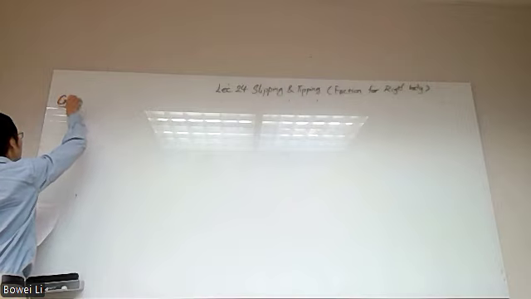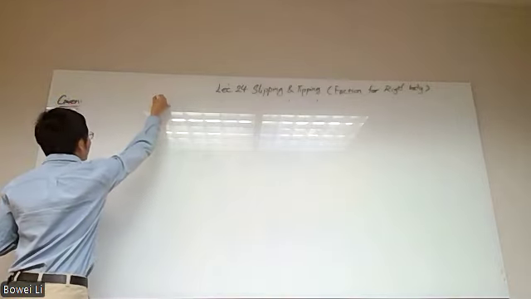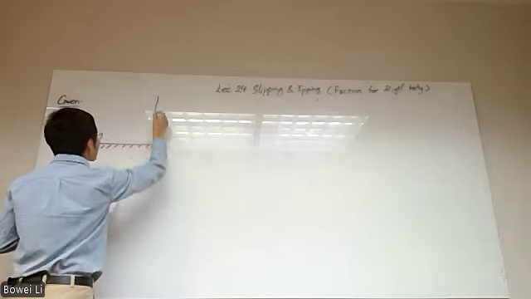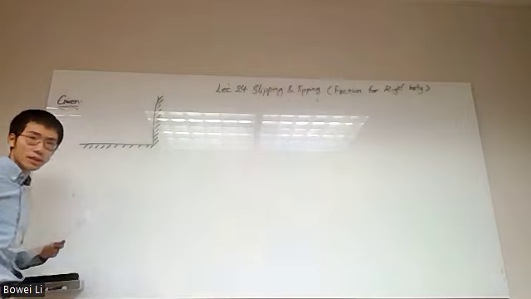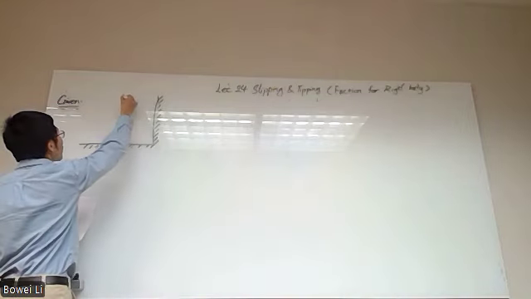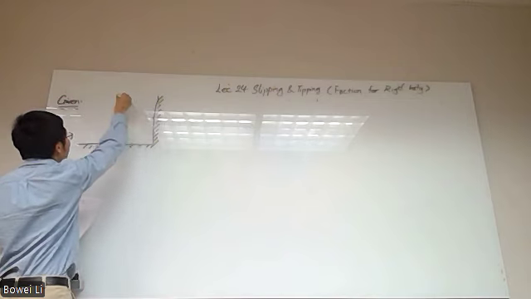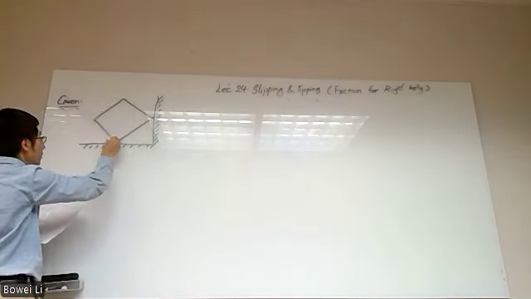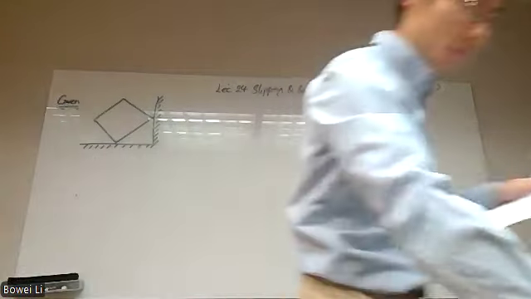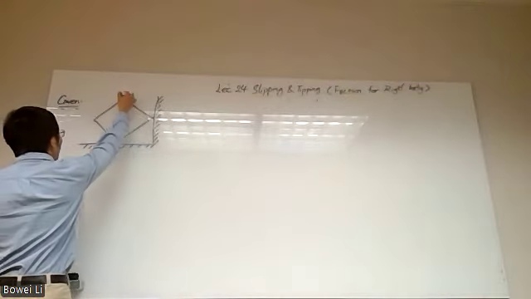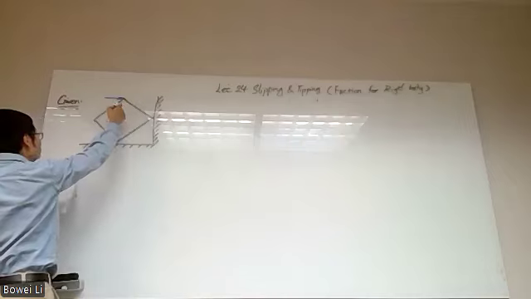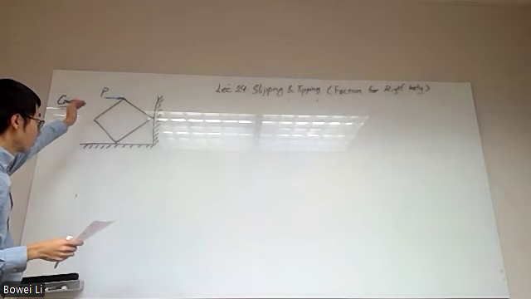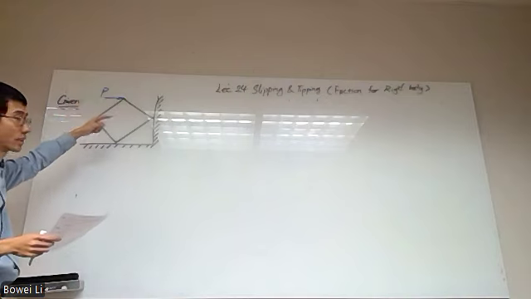Given. Again, I have a corner. Okay, I have a corner here. Now I have a square box here. And I have an external force applied at the very top of the box. The magnitude is P, and it is going horizontally towards the right direction.